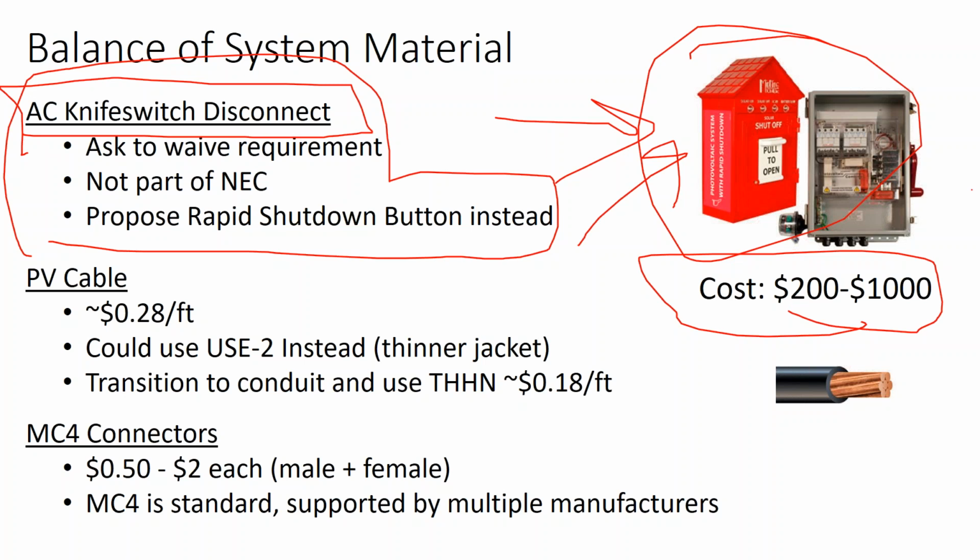Let's see. Solar cable costs about 28 cents a foot. The difference is the solar cable being rated for 2,000 volts has a little bit of a thicker jacket on it than regular THWN wiring. And there's this little -2 adder that reflects environmental resistance. And so your solar cable costs a little bit more than THWN.